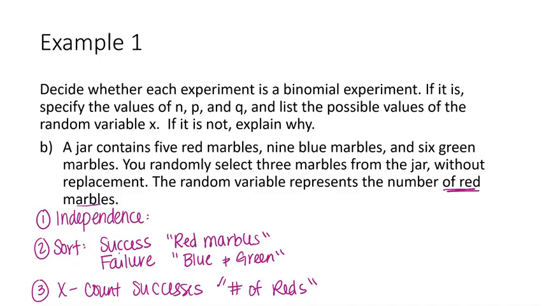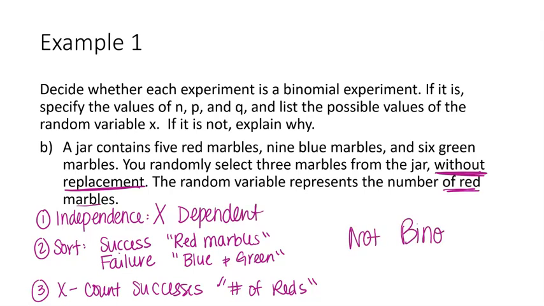The only other thing we have to have is independence. If I want to randomly select 3 marbles from the jar without replacement, was that independent or dependent? If I don't replace the marbles, that makes me a dependent experiment. This is not binomial. You have to meet all the criteria before you are eligible to follow the binomial distribution.